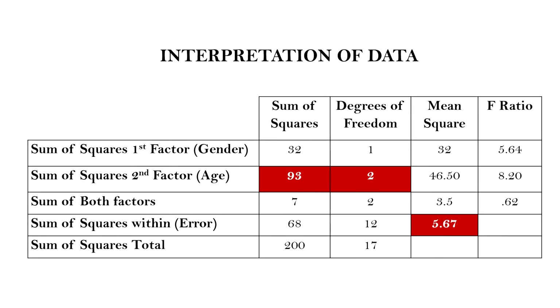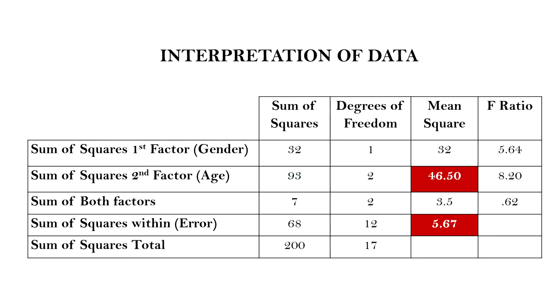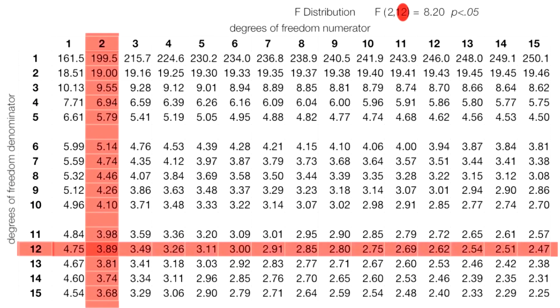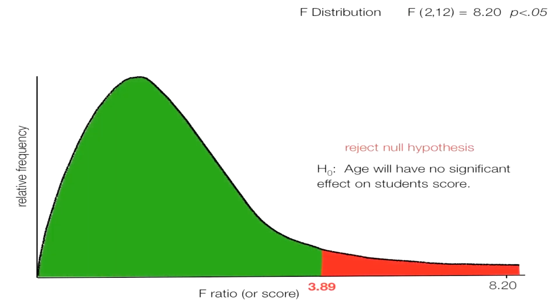Okay, now to get the mean square of the second factor, which is age, we divide again 93 by 2. We have the value of 46.50, and divide it by the mean square within error, which is 5.67. Now we have the value of 8.20. Now we have to get the critical value for 8.20. After we get it, we have the value of 3.89, which is the critical score. Now as you can see, the hypothesis for the sum of squares of the second factor, age, is rejected. So age has a significant effect on student score.